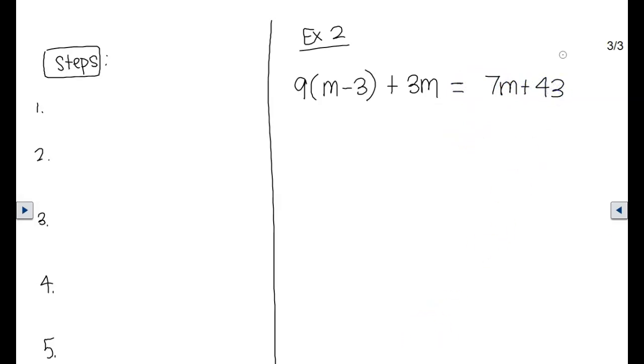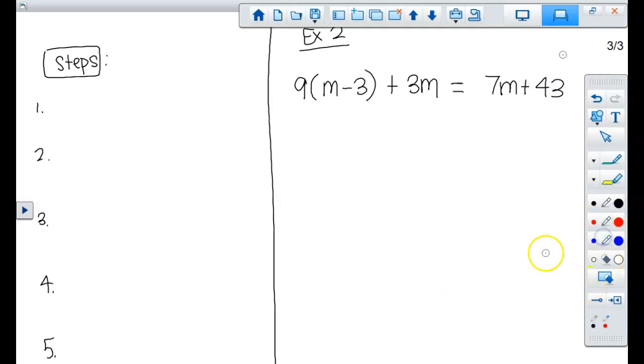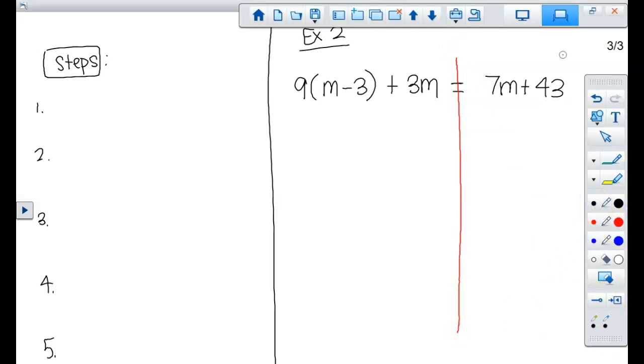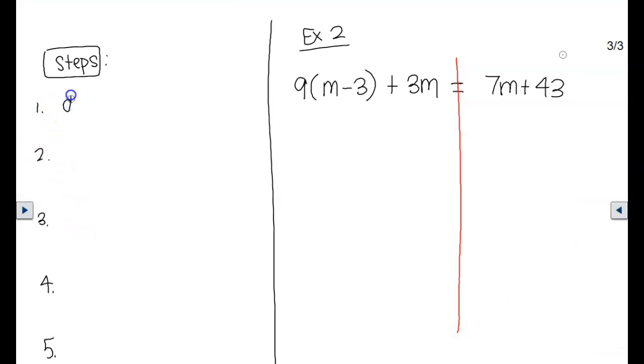So this is the equation that we will be solving. I'm going to go ahead and draw my line through my equal sign to get ready with that, and we'll get started. So step 1 is to distribute if necessary. Distribute if necessary. So we look at our problem to see if we have any groups, and we do.